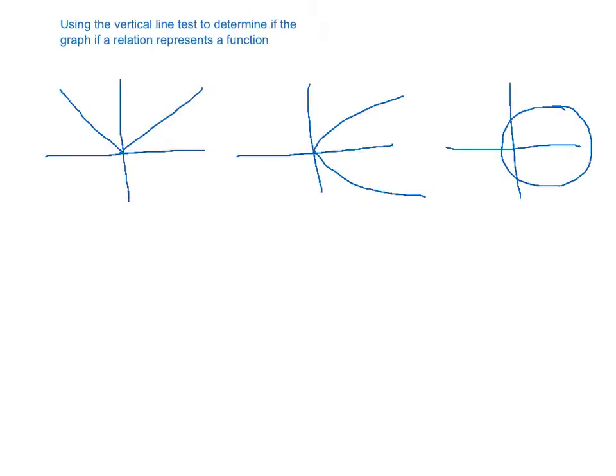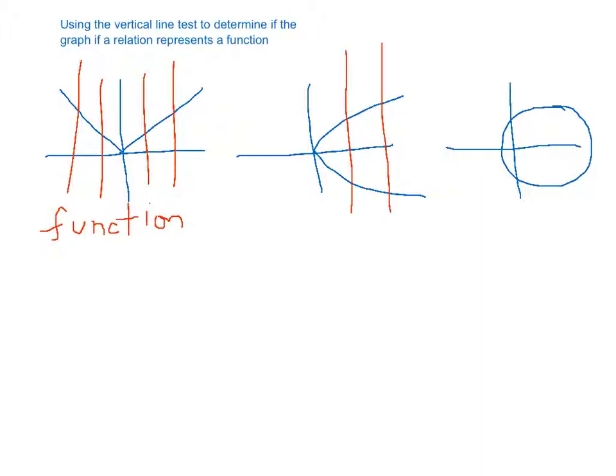So let's talk about looking at the graph of a relation and trying to determine if it's a function, and we'll be using the vertical line test. Okay, so here are 3 graphs of relations. When I draw a vertical line anywhere on this function, it's always going to hit only once. So this is a function. It's very easy to see that if I draw a vertical line anywhere over there, it's going to hit the graph more than once.